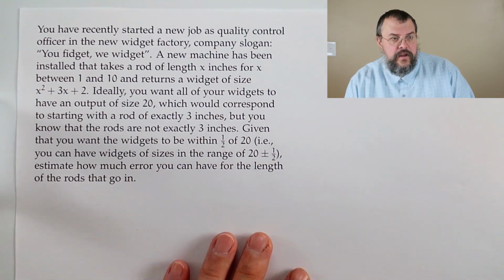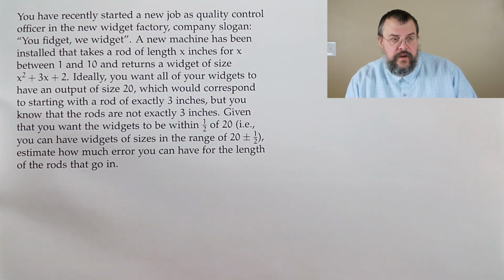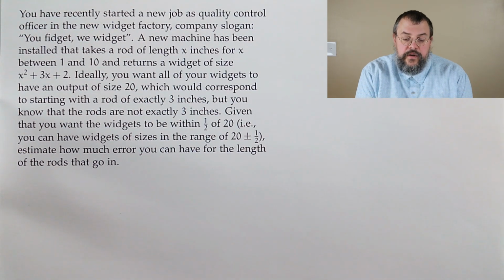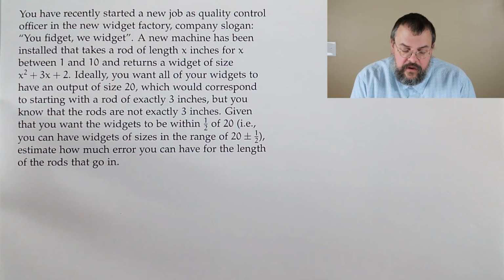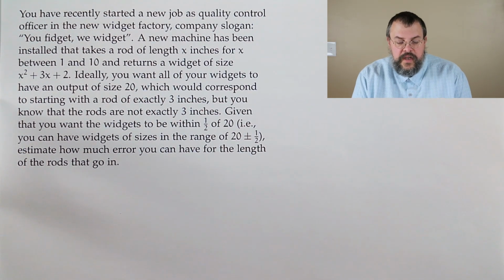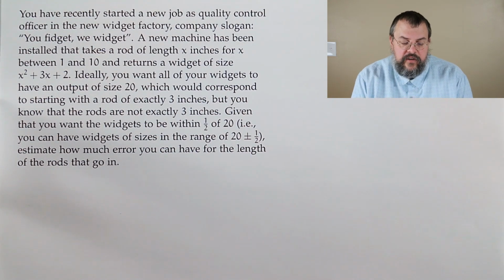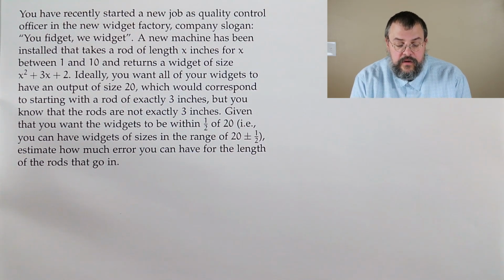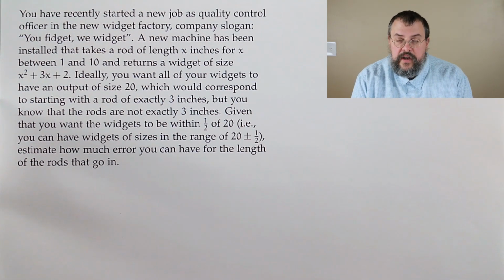Okay, our next problem. So, you have recently started a new job as quality control officer in the new widget factory. Company slogan, you fidget, we widget. A new machine has been installed that takes a rod of length x inches, x is somewhere between 1 and 10, and returns a widget of size x squared plus 3x plus 2. Ideally, you want all your rods to have an output of size 20.